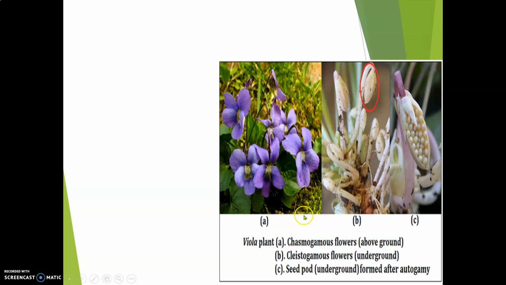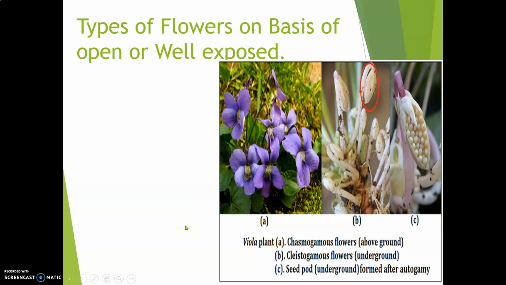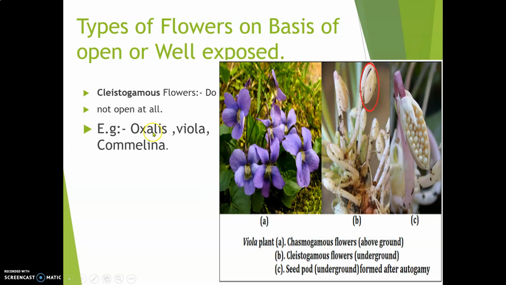Now here they have shown the types of flowers which are chasmogamous and cleistogamous. We'll be discussing these in the next part. There are different types of flowers on the basis of being open or well exposed. The first one, the cleistogamous flowers. These are the ones which do not open at all. As you can see here, the cleistogamous flowers grow underground and do not open at all. The examples are oxalis, viola, and commelina.